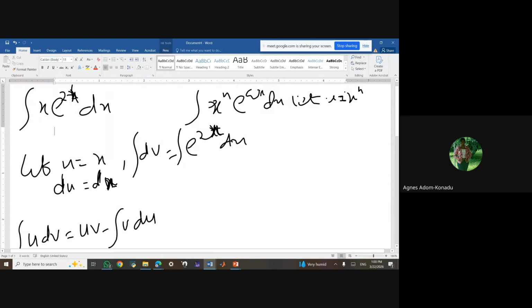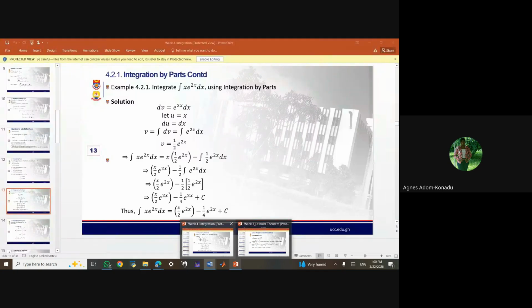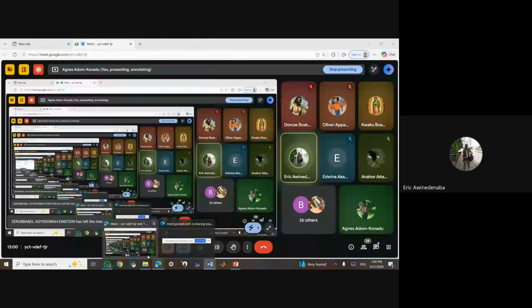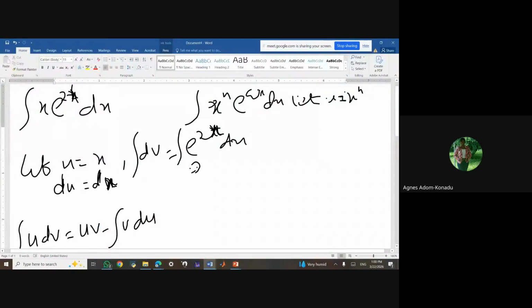So what do I get when I integrate e to the power 2x dx? Please, what do I get when I integrate e to the power 2x dx? E to the power x on 2? Eh? E to the power 2x on 2. Okay. So this one, I will not bring the constant of integration because of what I'm doing here. So this is my v.